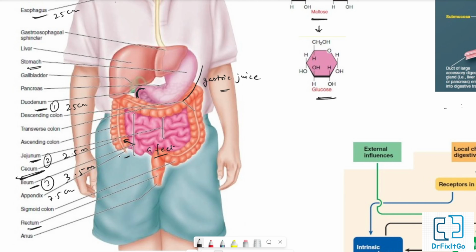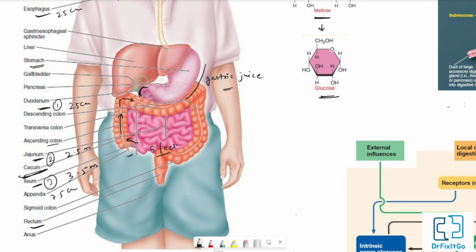Next, there is the ascending colon, which passes up along the right side of the abdomen to bend sharply at the right hepatic flexure, and the descending colon. This goes down the left side of the abdomen to the sigmoid colon and the rectum, which is 12.5 centimeters to 15 centimeters long.